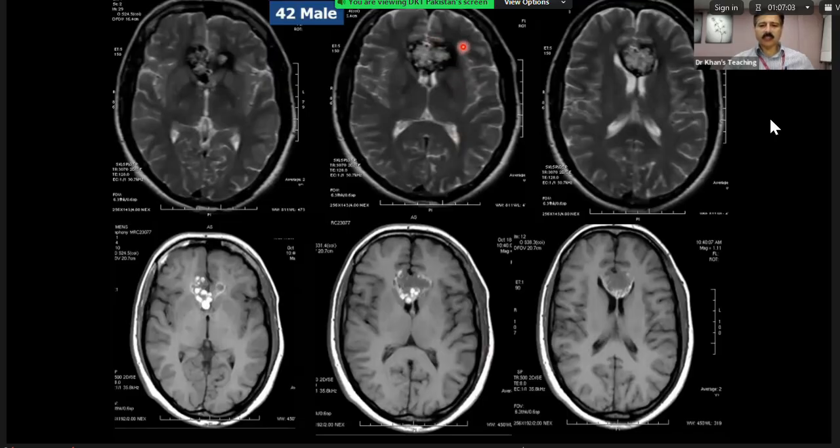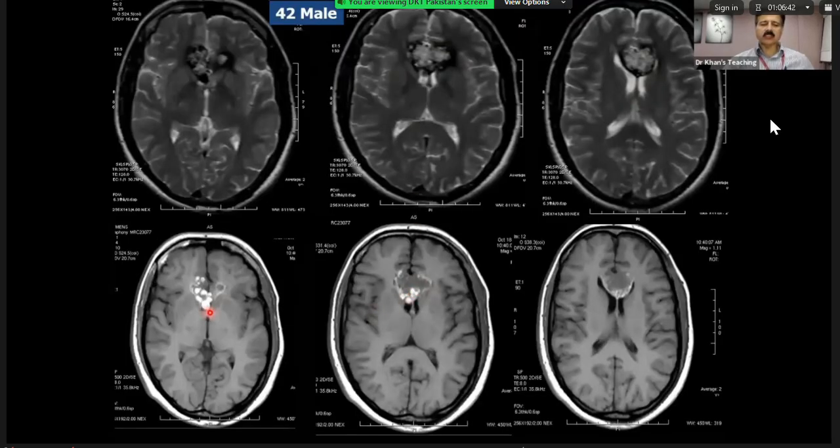Key finding is this hemosiderin rim. If you see this, there is a T2 weighted rim, which is chronic hemorrhage. Within that, there are foci which are of different signal, as in subacute hemorrhage. That appearance is also known as popcorn appearance.